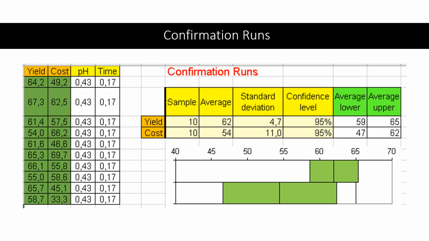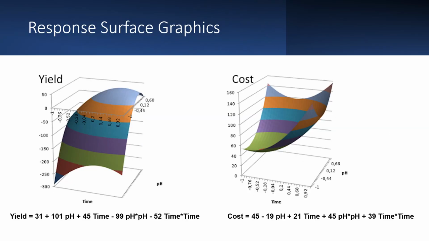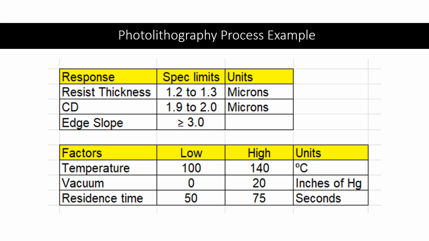We will now run 10 confirmation runs, with our estimated ideal pH and time coded values, in sheet yield cost simul. In sheet confirmation we obtain, from these results, the confidence intervals for yield and cost, corresponding to these ideal values of pH and time. Since we only have two significant factors in this case, pH and time, we can draw the response surfaces corresponding to our estimated formulas. Let us now analyze another example.